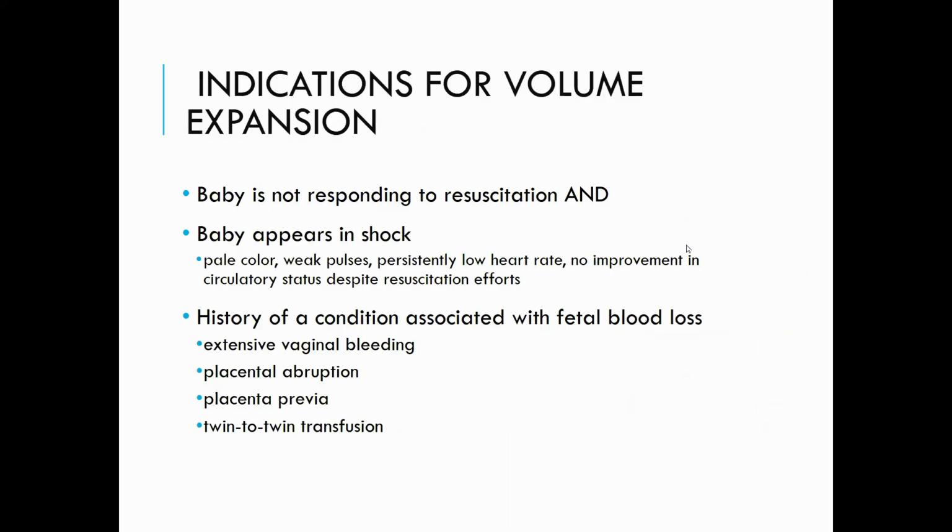So some indications for volume expansion in a baby. If the baby's not responding to your resuscitative measures, if the baby appears to be in any sort of shock, so pale color, weak pulses, persistently low heart rate, not really improving despite everything that you're doing. And if they also have a history of fetal blood loss, so if mom had a lot of vaginal bleeding during delivery, if there's placental abruption, or placental previa, or if this is a twin delivery and there's a history of twin to twin transfusion, the baby might need additional fluids.